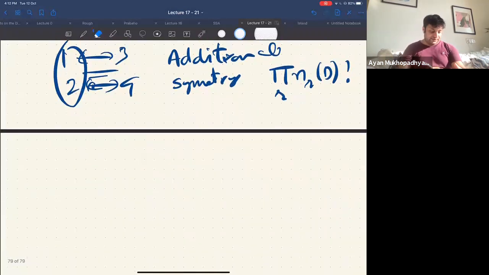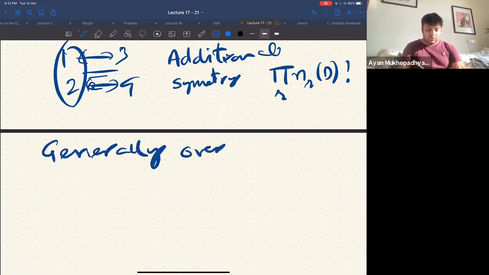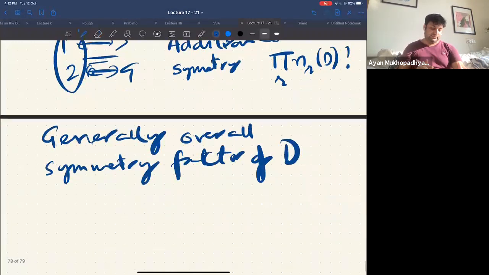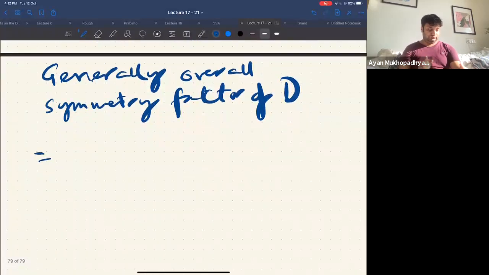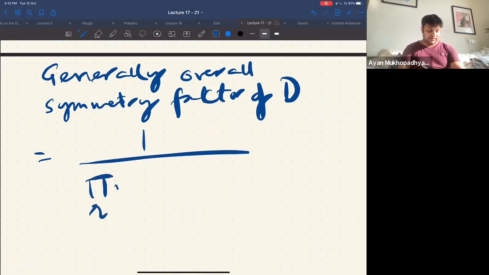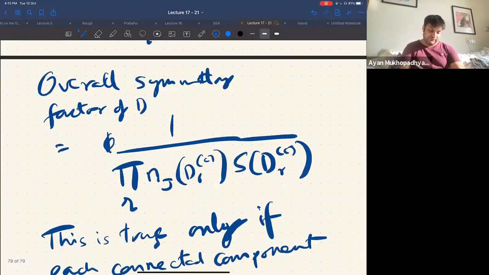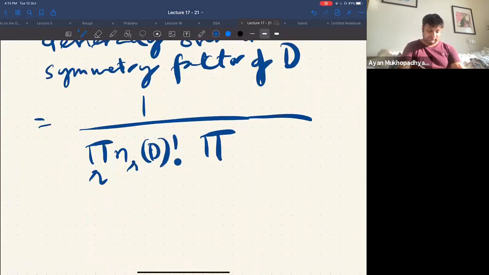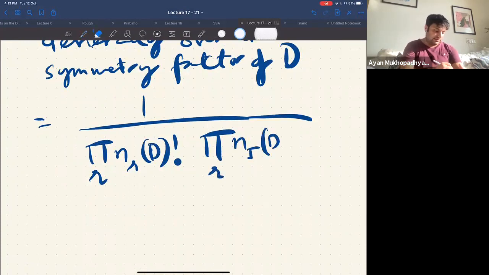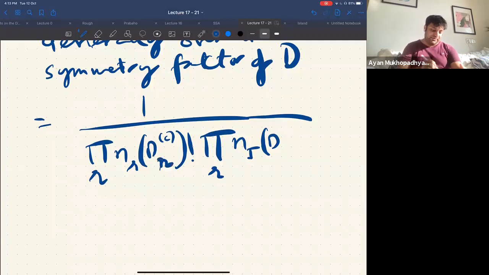So you see that then the overall symmetry factor of D, in general, would be equal to 1 over the product over r of n_r factorial times the product of n_j factorial. Sorry, I forgot to do a factorial here. Sorry, I should have written D_rc, because I'm taking the number of times each connected component appears in the diagram D, right? That is how I define it. And n_j is the number of j vertices in each connected component.